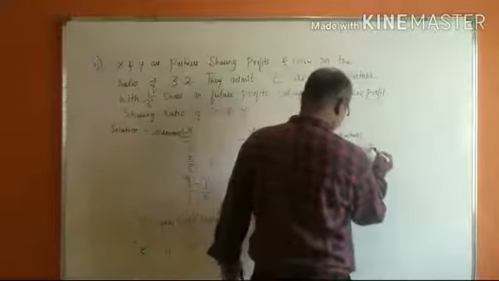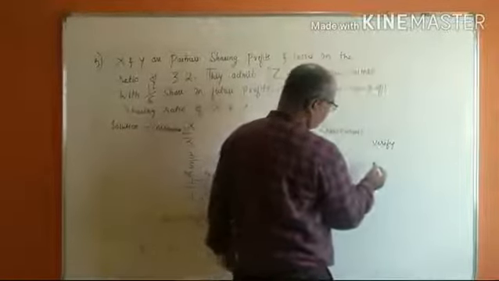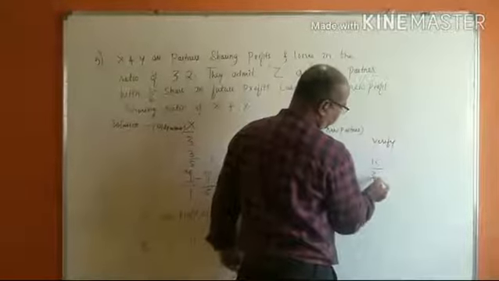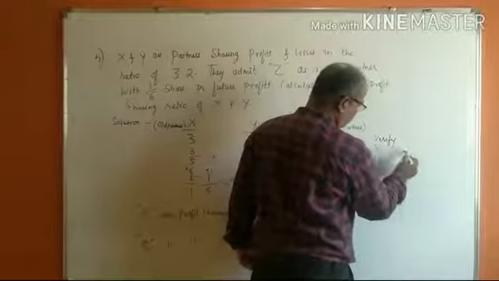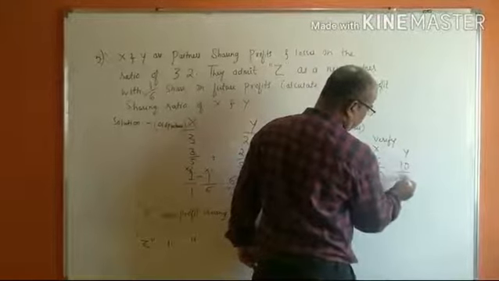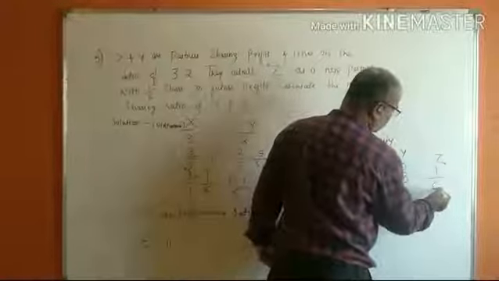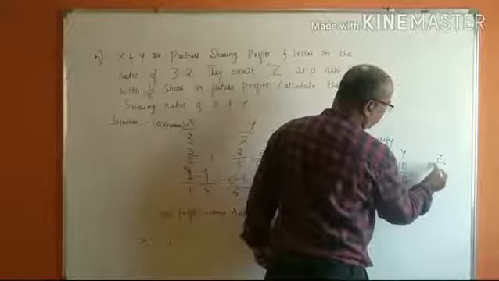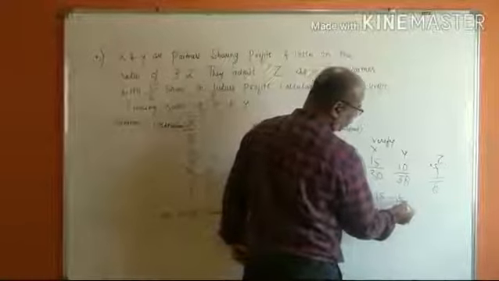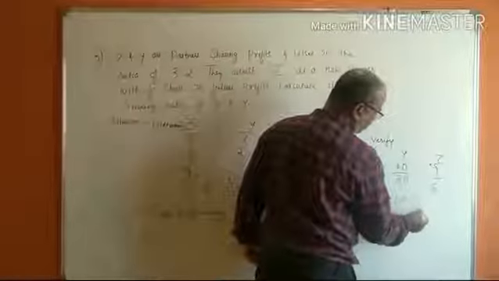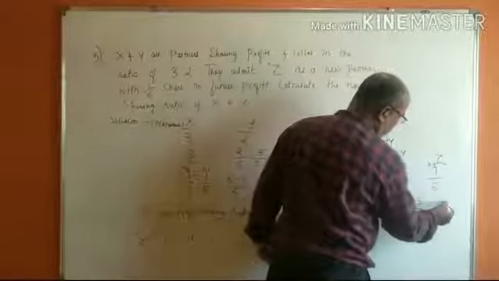Verify. X 15/30, Y 10/30 and Z 1/6. Make it 30, multiply by 5. So 15 is to 10 is to 5, divided by 30, equal to 30 by 30.